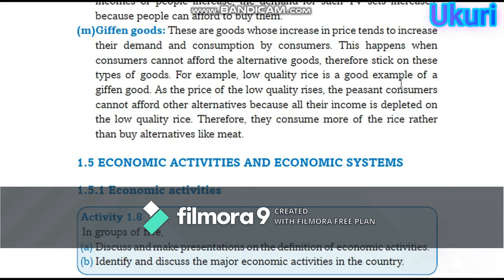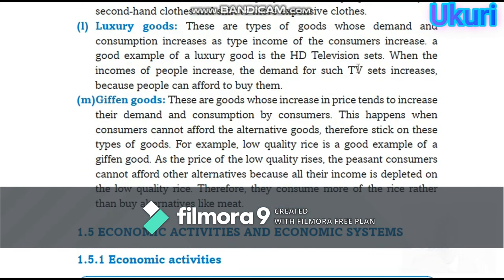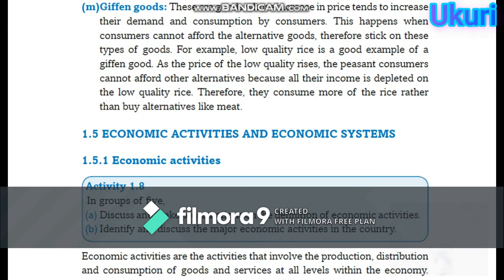This happens when consumers cannot afford the alternative goods. Therefore, they stick to these types of goods. For example, low-quality rice is a good example of a Giffen good. As the price of the low-quality rice rises, the peasant consumers cannot afford other alternatives because all their income is depleted on the low-quality rice. Therefore, they consume more of the rice rather than buy alternatives like meat.